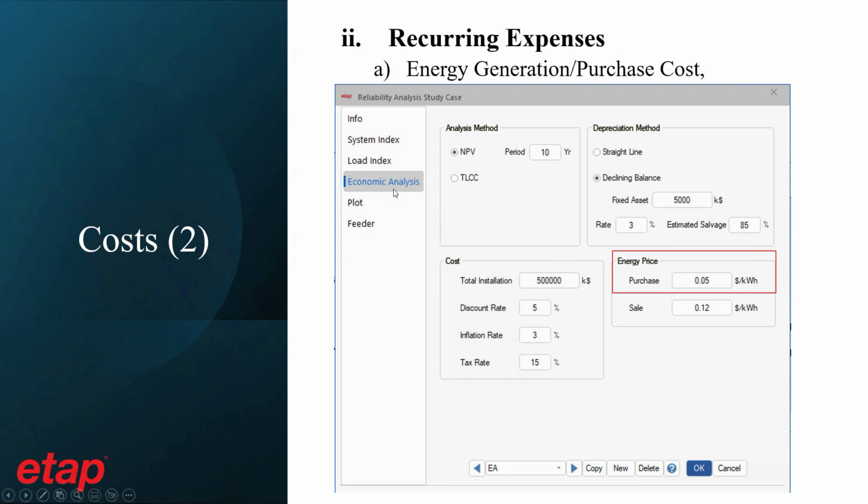So in the economic analysis page, we have a separate group here, which is called energy price. And here we need to enter the energy purchase price, which could be either associated with the fuel for generating the energy or associated with the electricity price itself that is purchased from the power generator. And it is entered in forms of dollar per kilowatt hour.